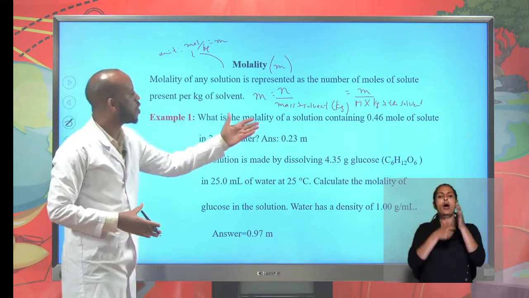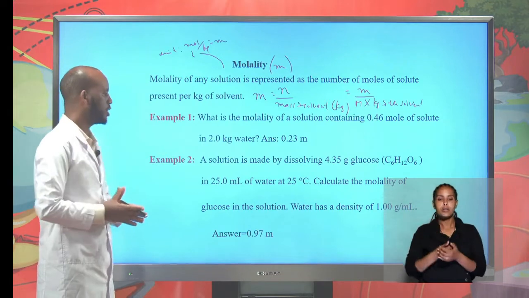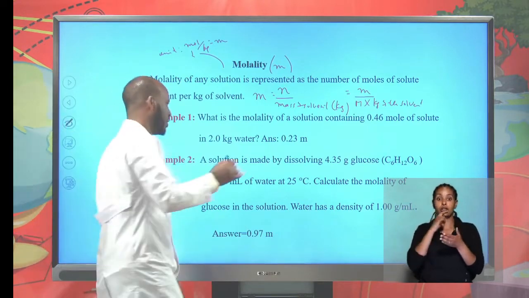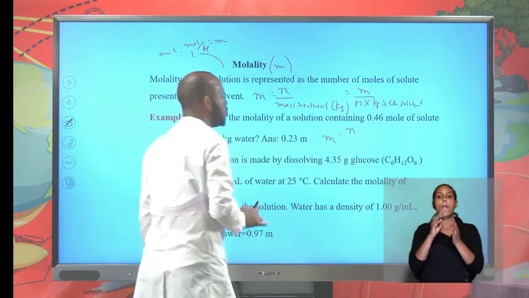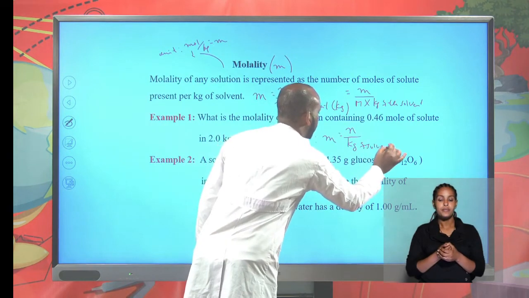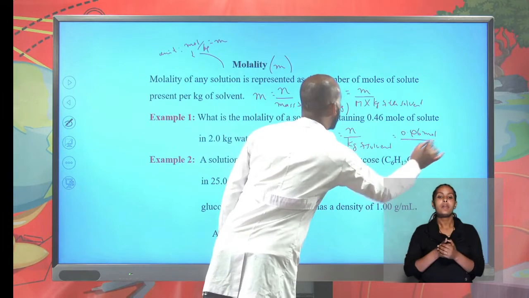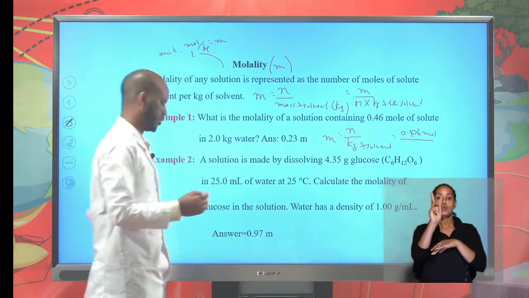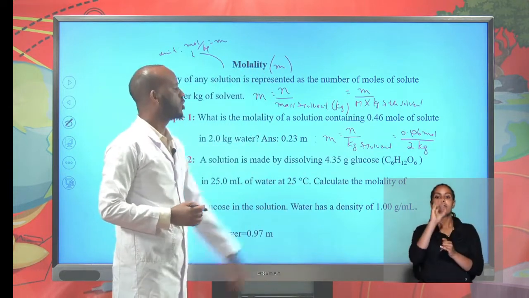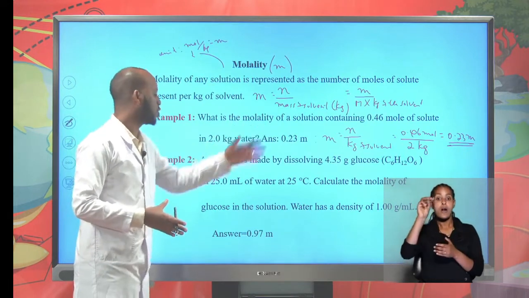For example, what is the molality of a solution containing 0.46 mole of solute in 2 kilograms of water? You are asked to calculate molality of a solution. One way of expressing concentration of a solution is using molality. Molality, small m, equals number of moles of solute divided by mass of solvent in kilograms. Number of moles of solute is 0.46 mole, divided by 2 kilograms of water. 0.46 divided by 2 is 0.23, so 0.23 molal is the molality of this solution.